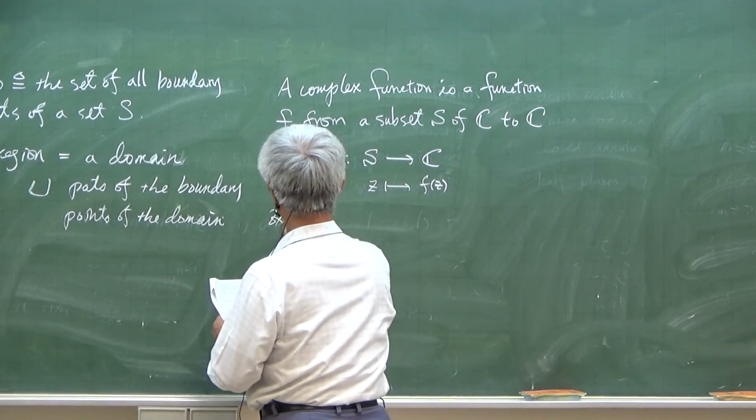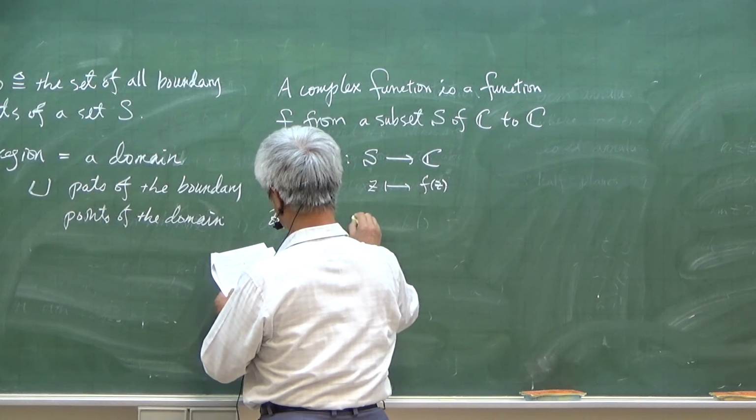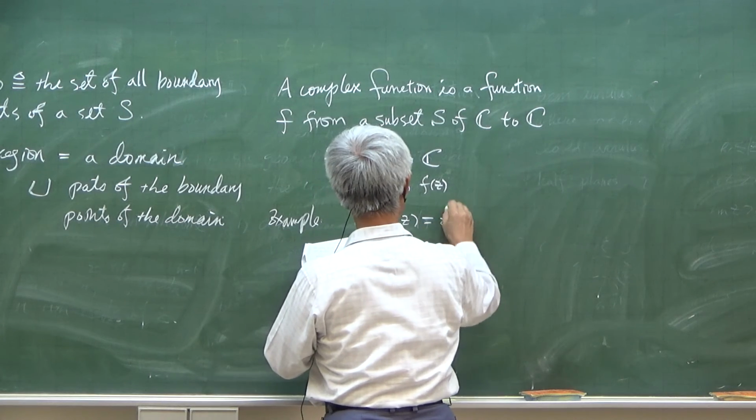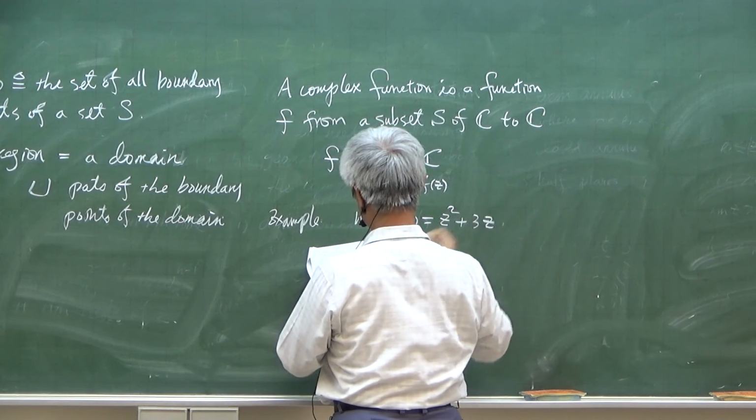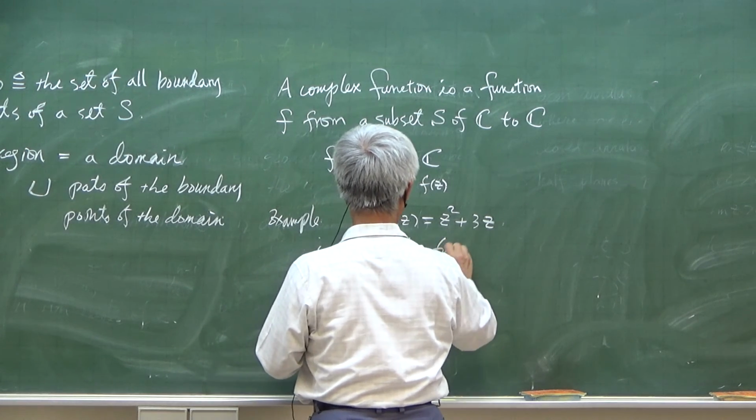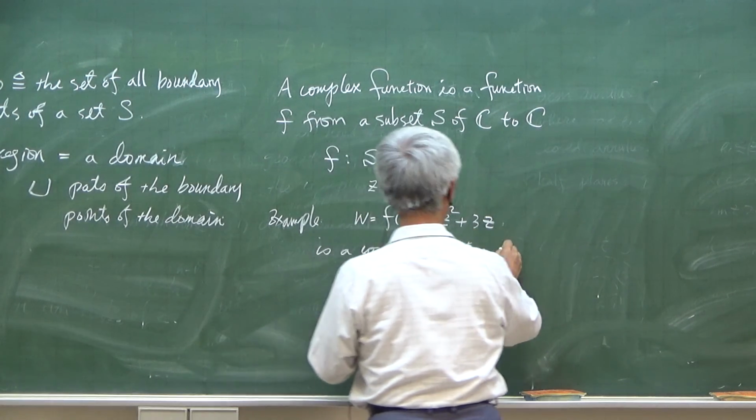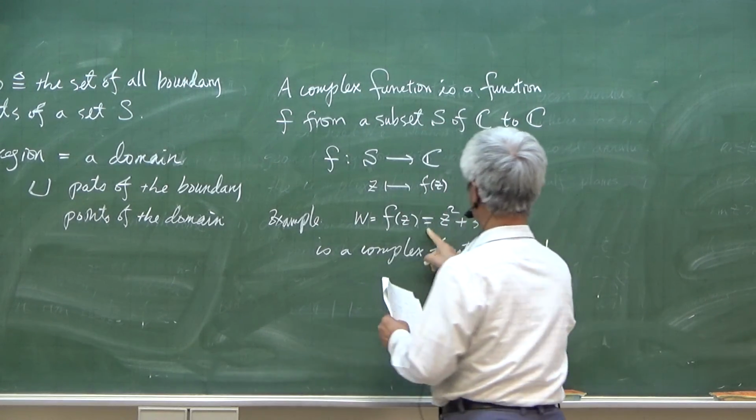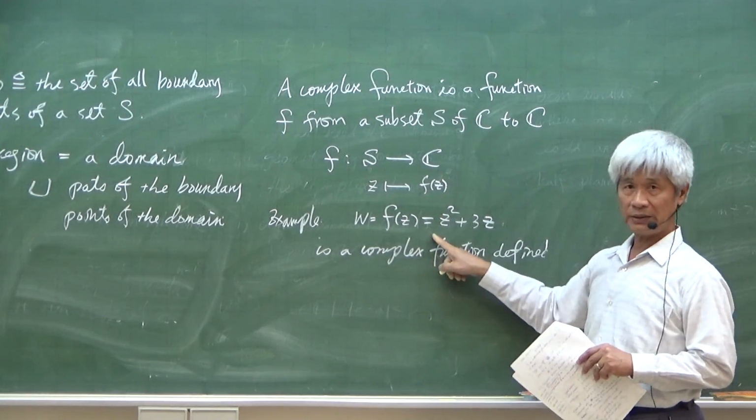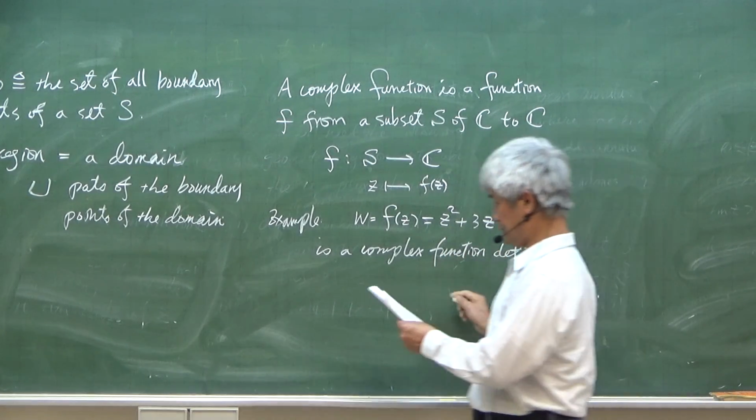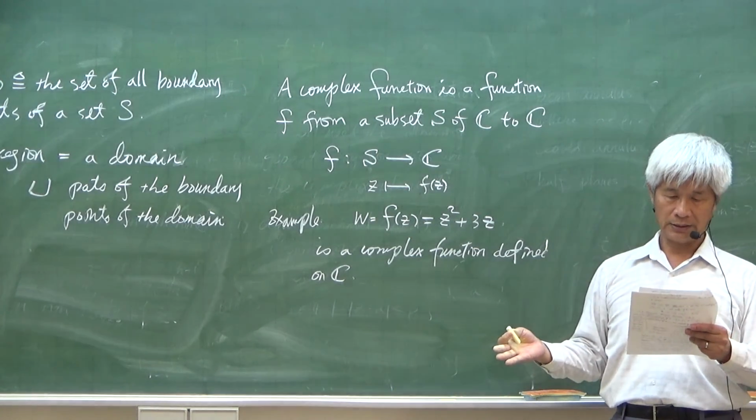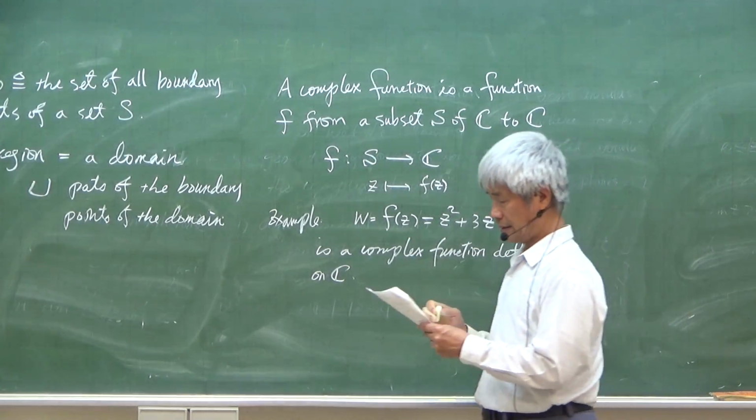An example is w = f(z) = z squared plus z. Now we know it's a complex function. From here we know the domain: the domain of definition is any complex number in the complex plane. So it's defined on C. X is equal to the whole of C.